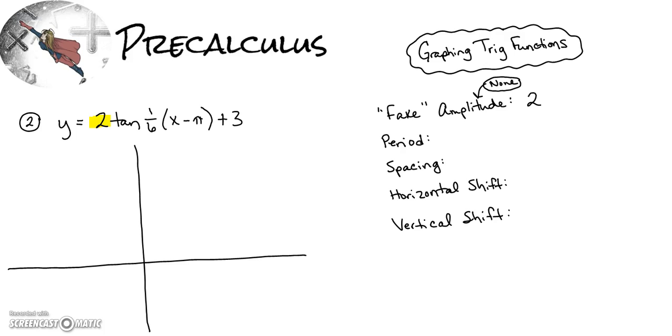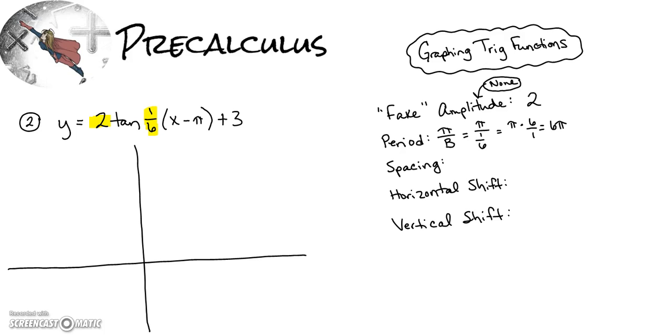Now the next thing with tangent is the period. So this number that's in front of x on the outside of the parentheses, we're going to take that. For period, we take pi divided by b, and that's for tangent and cotangent that we do that. So we're going to do pi divided by 1/6. It will be easier to multiply by the reciprocal of 1/6. So pi times 6/1, that equals 6 pi.